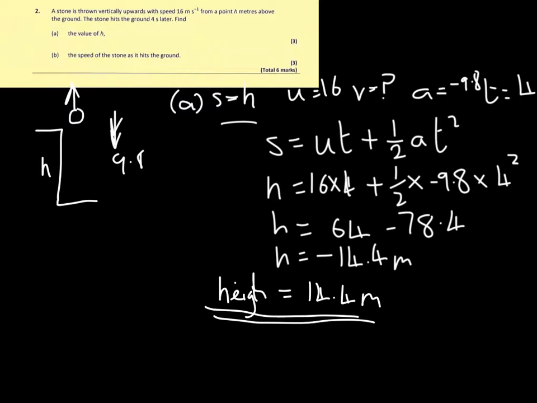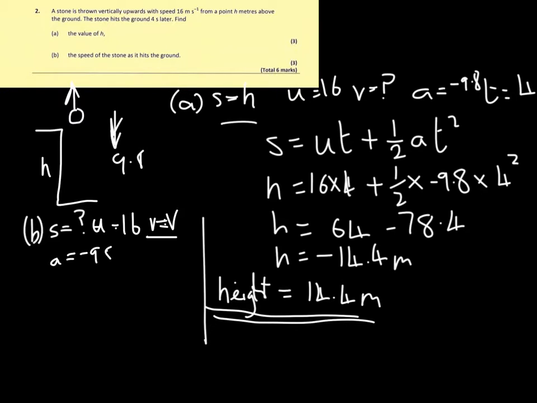Okay, for the second part, part B, I'm going to squeeze it in over here. We're looking at the speed of the stone as it hits the ground. So that's just that instant, just as it starts to impact. Again, I'm going to try and do this without using height, in case I've got that wrong. So I'm going to avoid using S. S we don't know. Initial U is going to be 16. V is what I want to work out this time. A, the acceleration, will be minus 9.8, and the time is going to be 4 seconds.